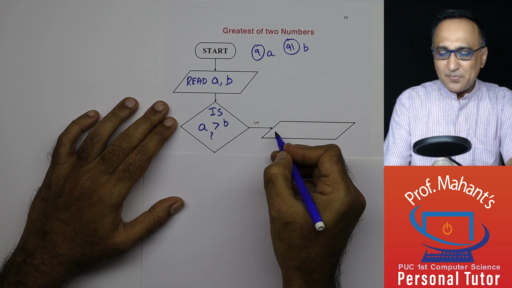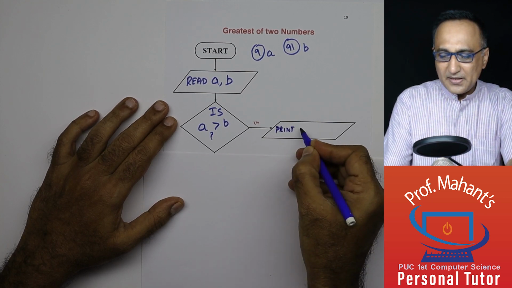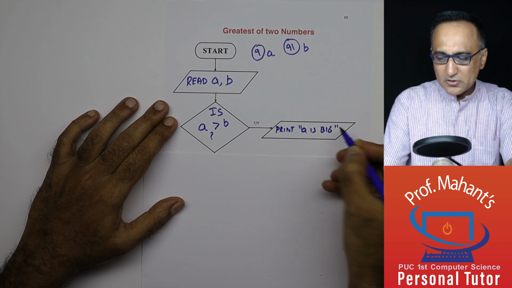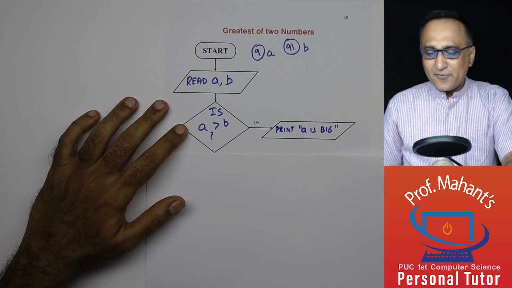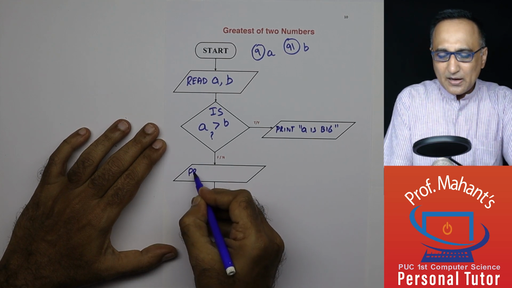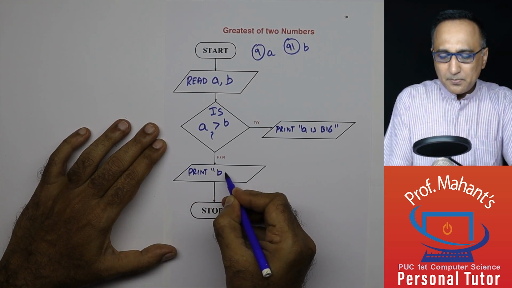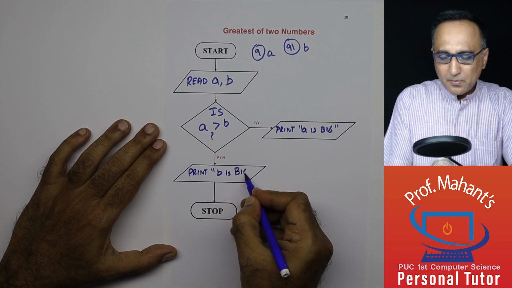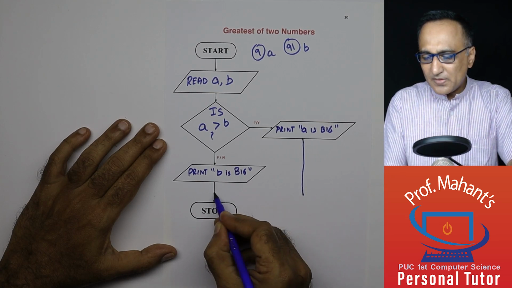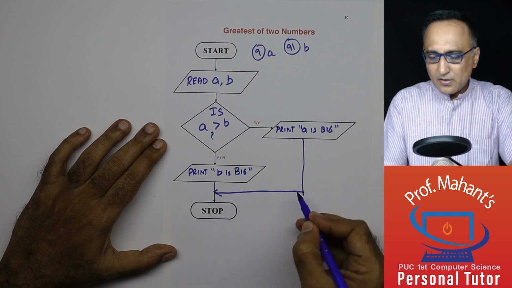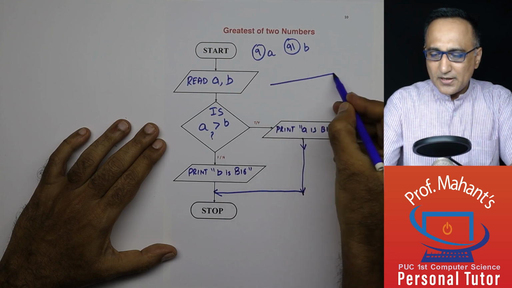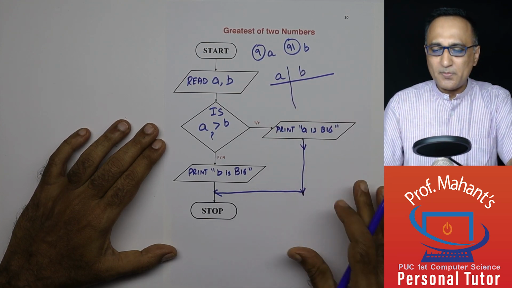So if A is greater than B, then I am going to simply say print "A is big", because of space. If A is less than B or B is greater than A, then I'll say print "B is big". Now this thing is hanging, so it's quite simple. I just need to bring this flow here, connect it here, and draw this particular flow indicating that the logic is going here. Let us draw a table and try to understand how this particular problem works.